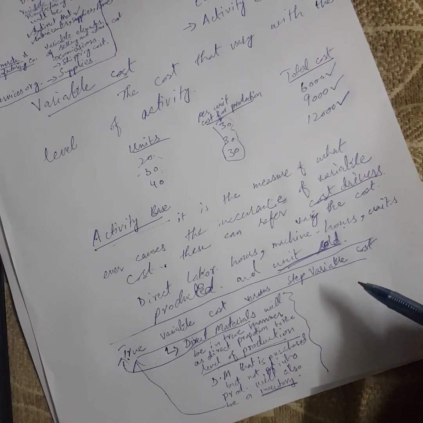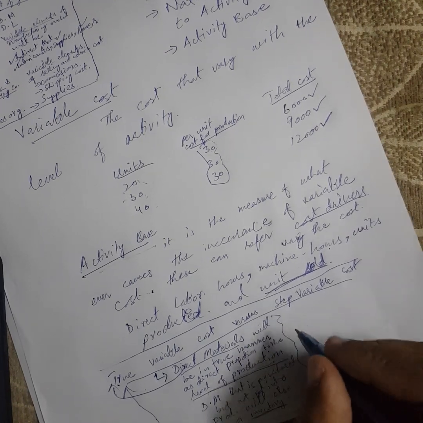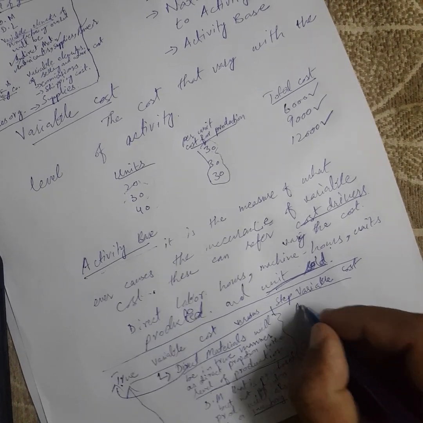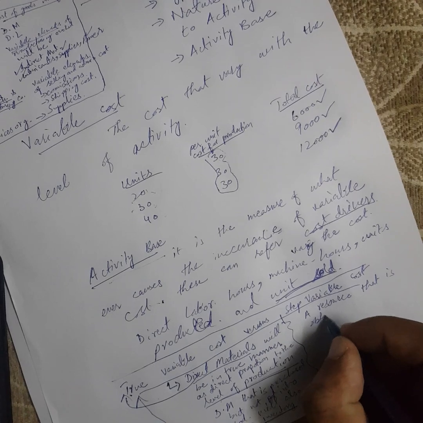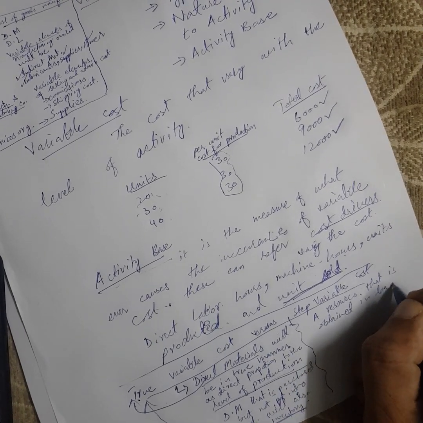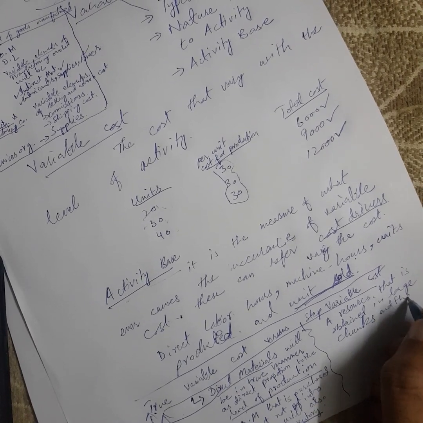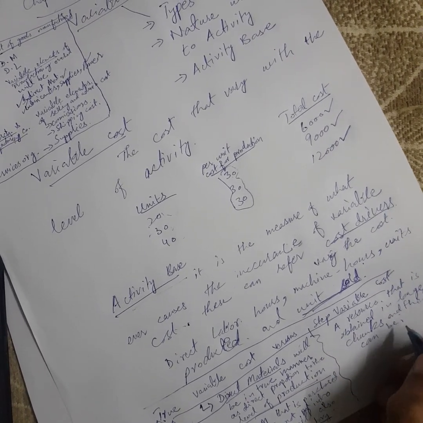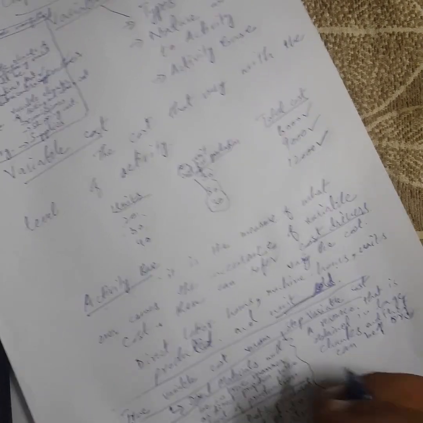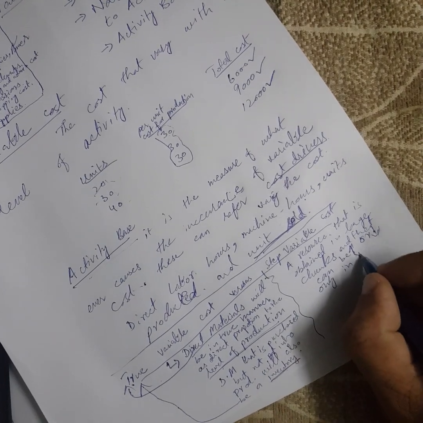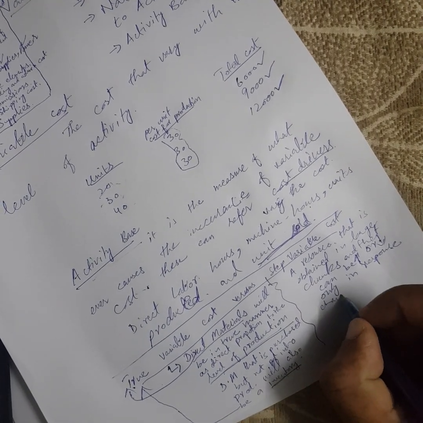As compared to it, in step variable cost, a resource that is obtained in large chunks and that can be increased or decreased only in response to changes in activity.